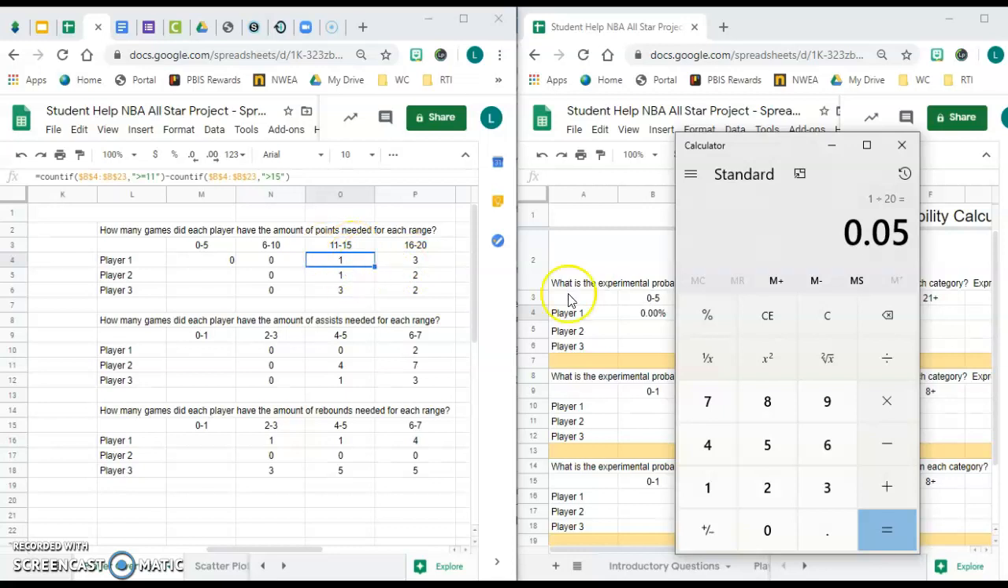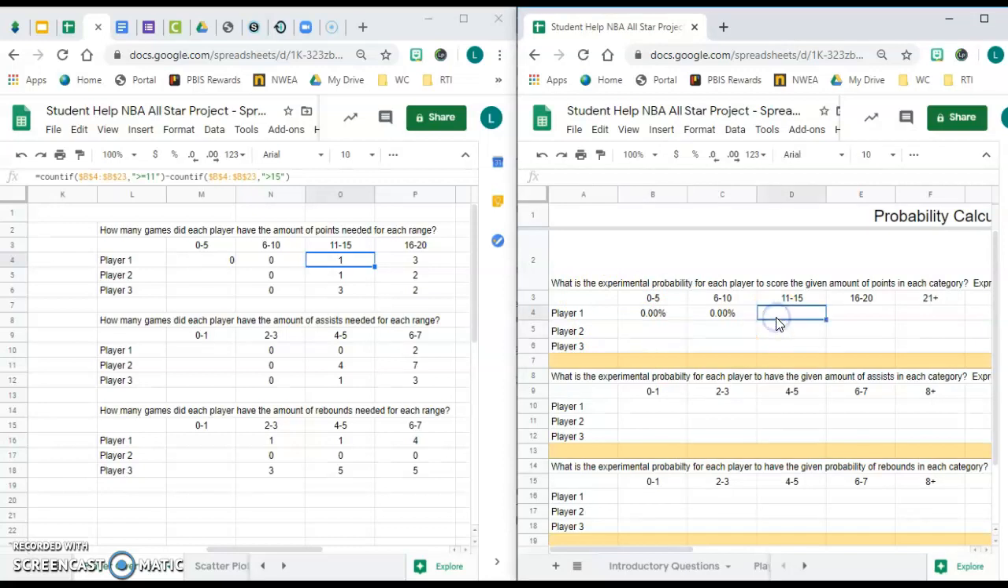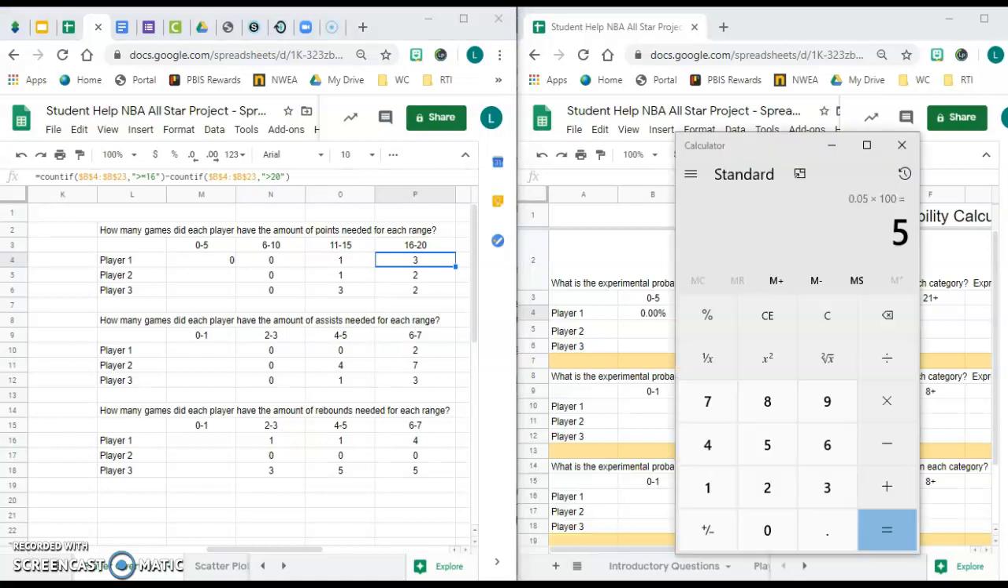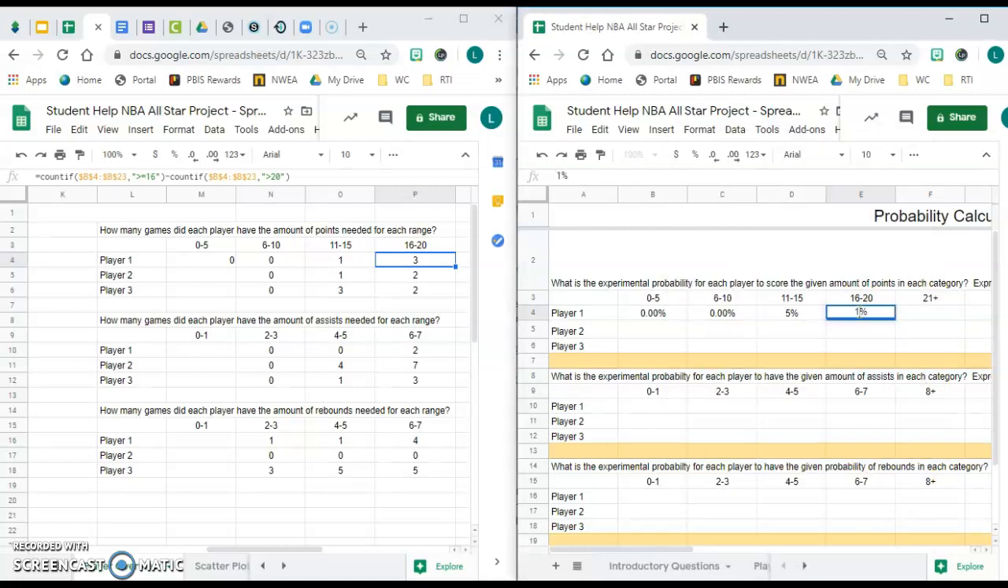So we're going to do 1 divided by 20 times 100 to get our percent. And so we get 5. So this is going to be 5%. If the percent sign's not showing up, you can add it yourself. But just know that we're doing percentages. So 16 to 20 points. He had 3 games where he scored between 16 and 20 points. So we're going to do 3 divided by our 20 games times 100. And we get 15%. So this is 15% of the time.